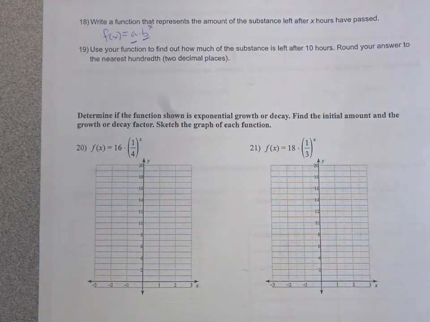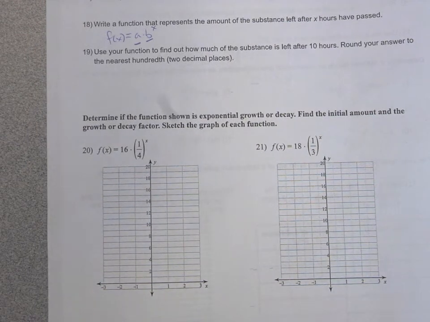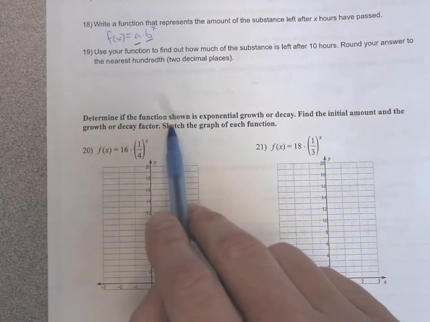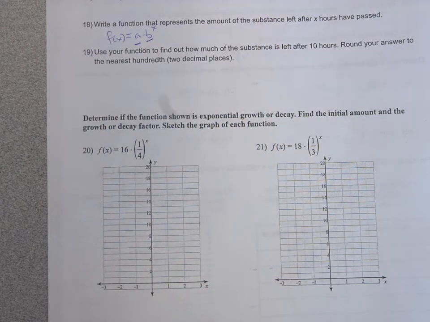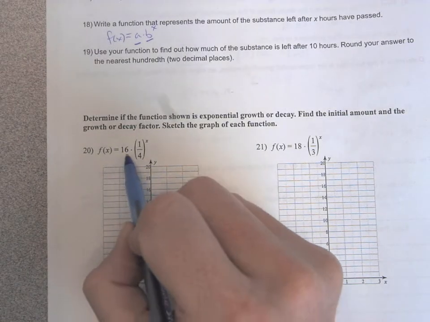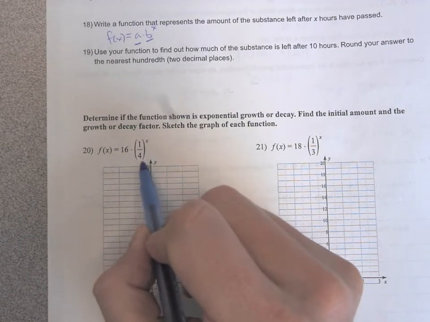So let's take a look at that. When you look at a function, what you want to know, first of all, is it growth or decay? So determine if the function shown is growth or decay. Then you want to find out the initial amount and whatever that growth or decay factor is, right? So let's take a look at this guy. We've got the initial amount, and then this is the growth or decay factor.